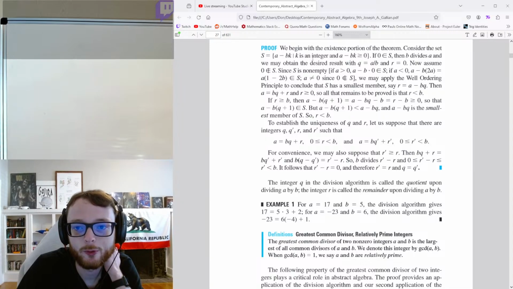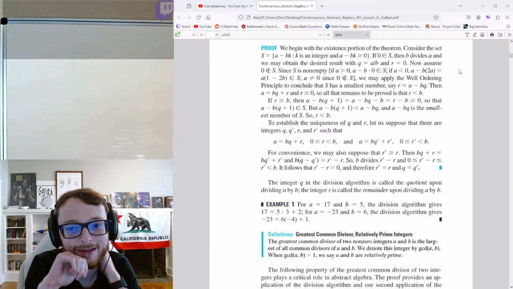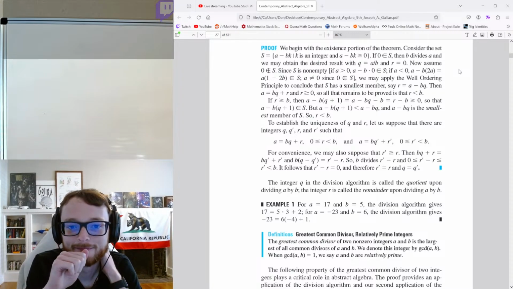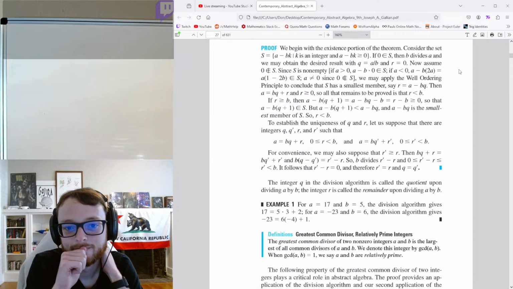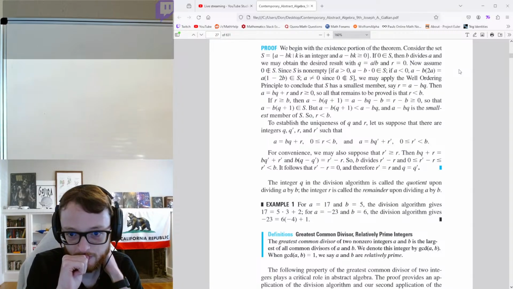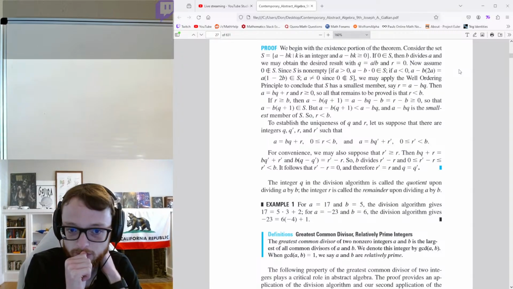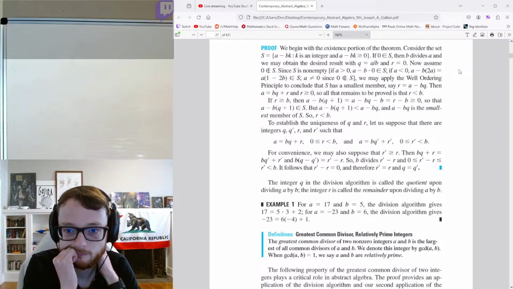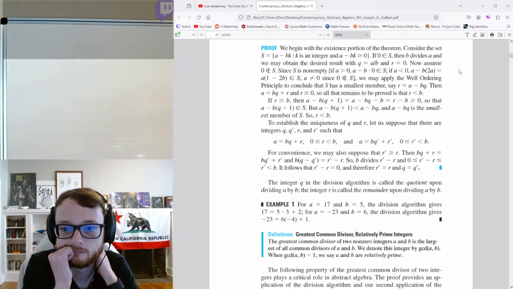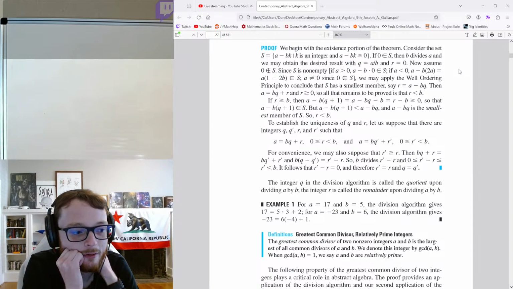For the existence portion of the theorem, consider the set of a minus bk where k is an integer and a minus bk is greater than 0. Okay. If 0 is a member of S, then b divides a, and we may obtain the desired result with q equals a over b.